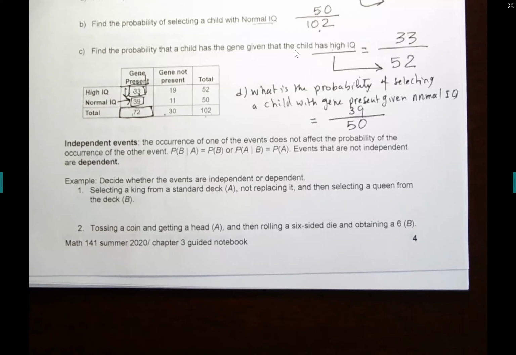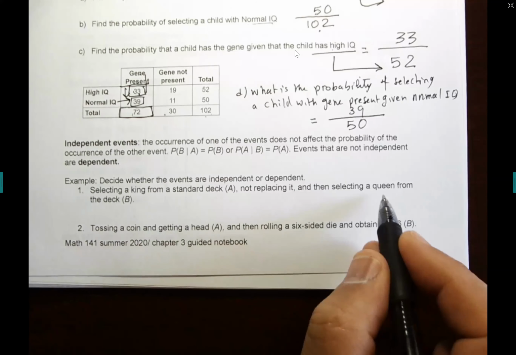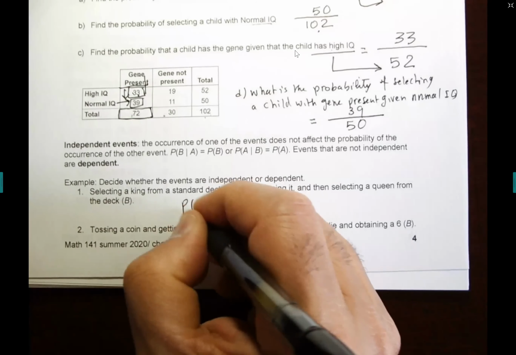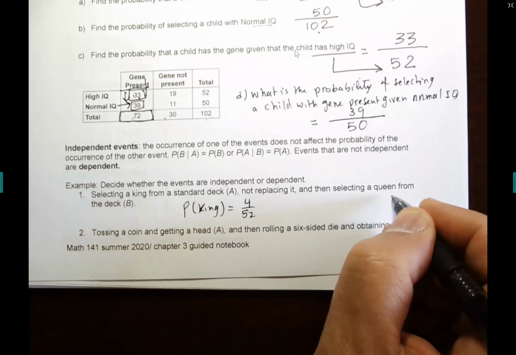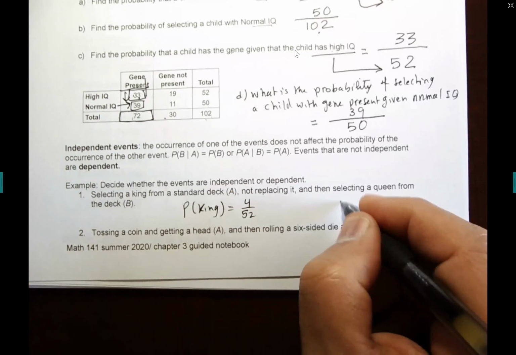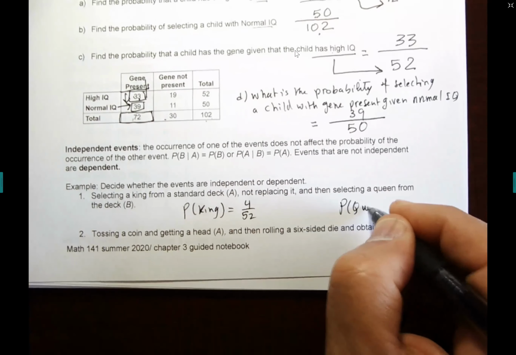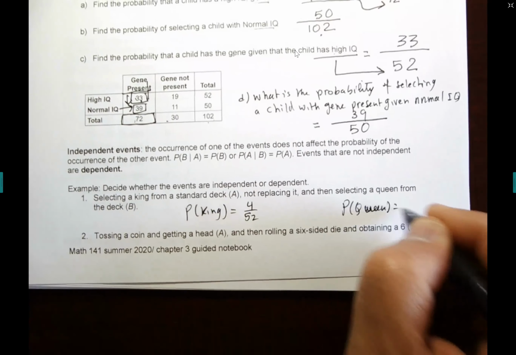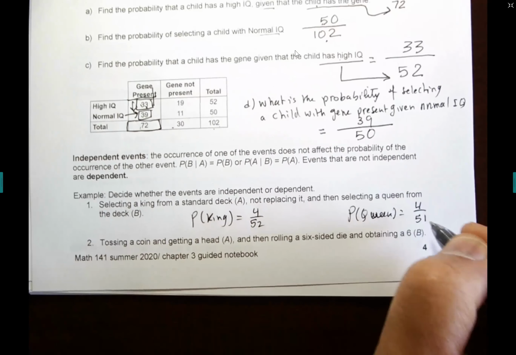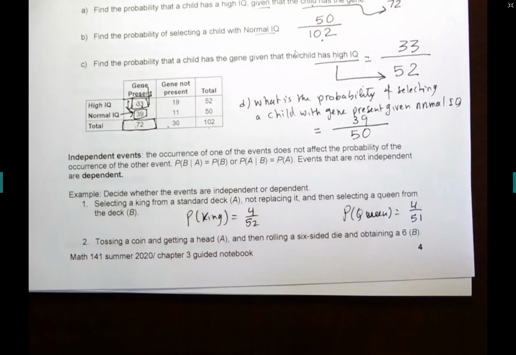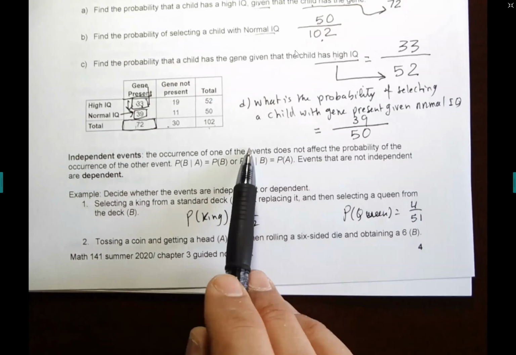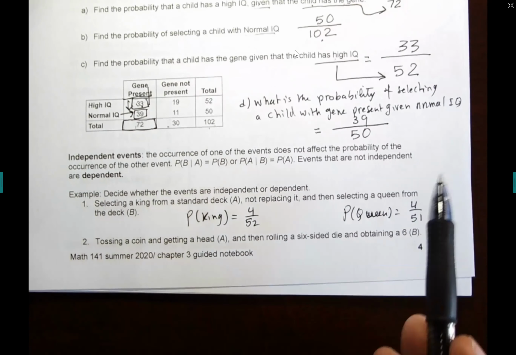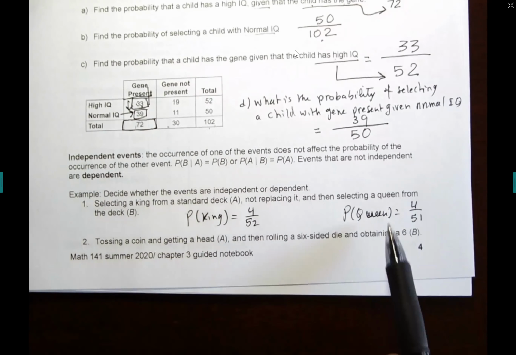If I want to find the probability of selecting a queen here, guys. So the probability of selecting a king is going to be 4 out of 52. What is the probability of selecting a queen if I don't replace the card? Can someone help me here? Is it 4 out of 51 now? Very good. So that means the normal probability of a queen has changed. And the definition of independent events says the occurrence of one event does not affect the occurrence of the other event. So this did change. So that means the events are not independent, they are dependent.